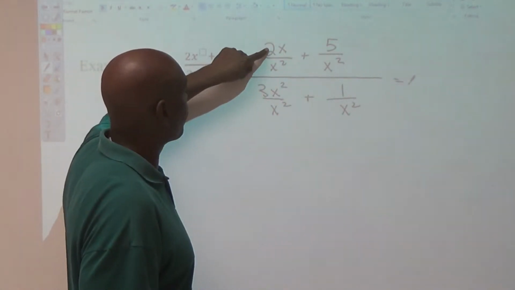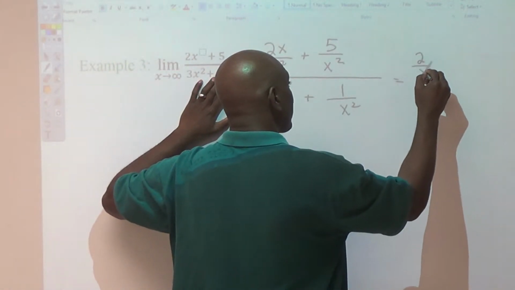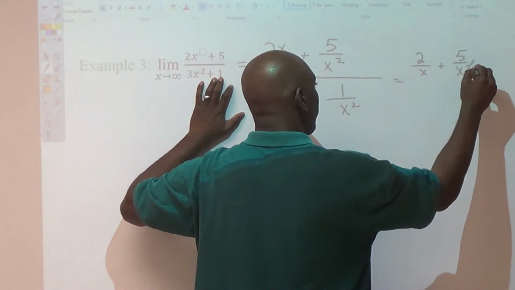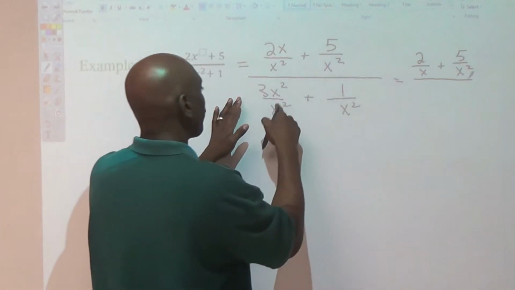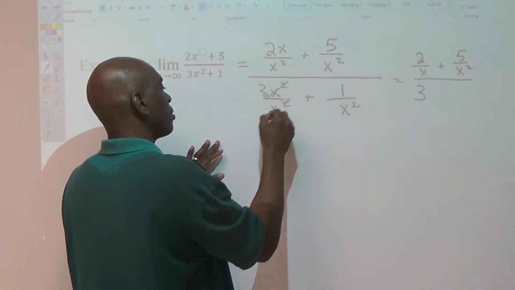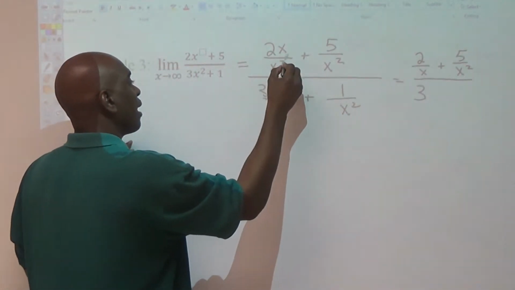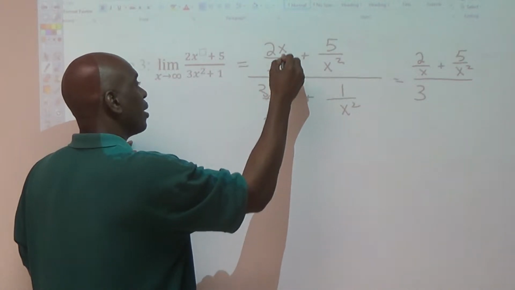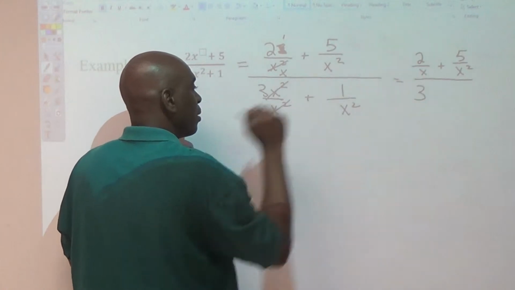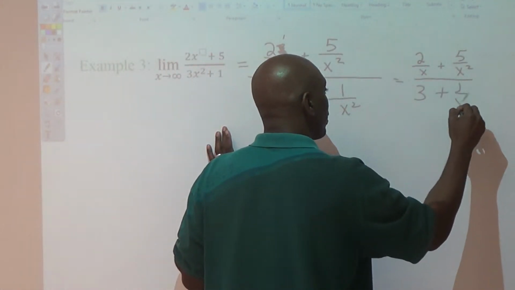Well, here I'm going to have 2 over x, because of x squared I'm going to lose. 2 over x plus 5 over x squared, over 3, because the x squares here cancel out, right? So I have the 3 left over. Right here, I have an x left over down here, and this x goes away to 1. That's why I have 2 over x up top here in my numerator, plus 1 over x squared.